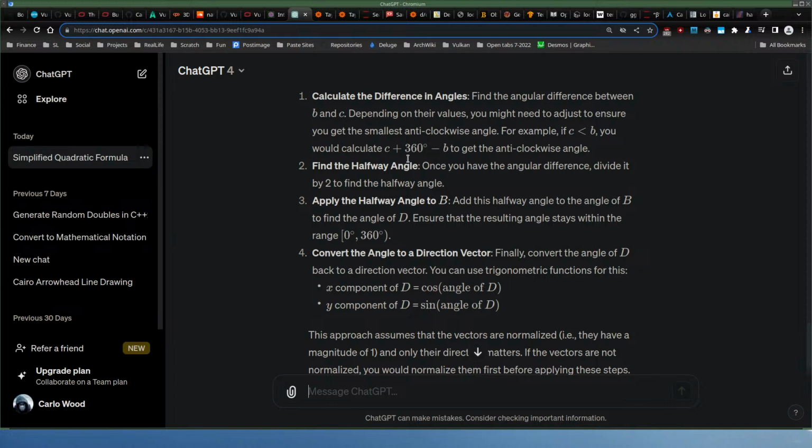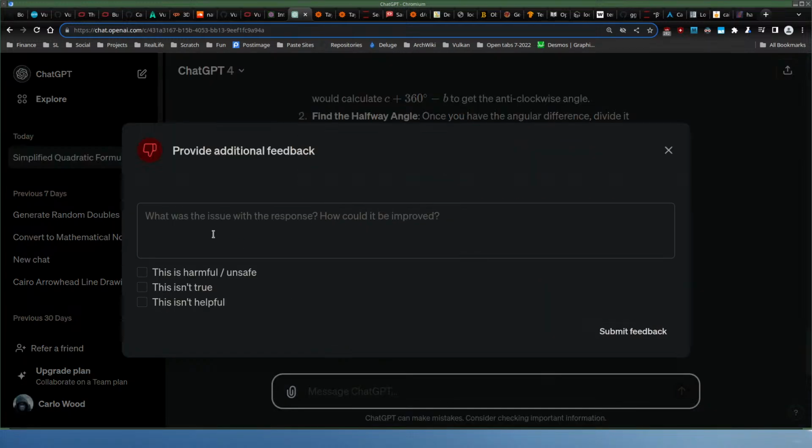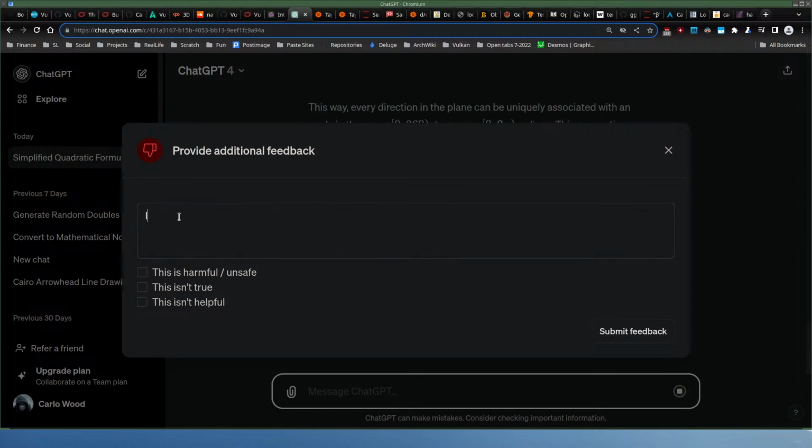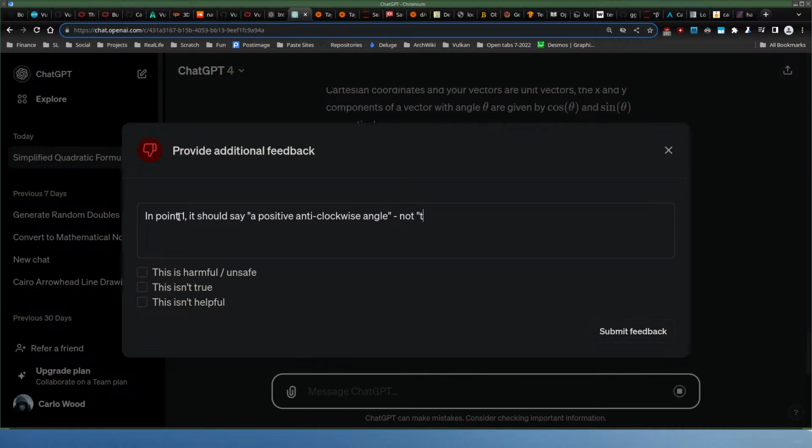Horrible, horrible. Add just 2 pi, please. Yeah, this is wrong. I'm gonna just give it a thumbs down. In point 1, it should say a positive anti-clockwise angle, not the smallest.